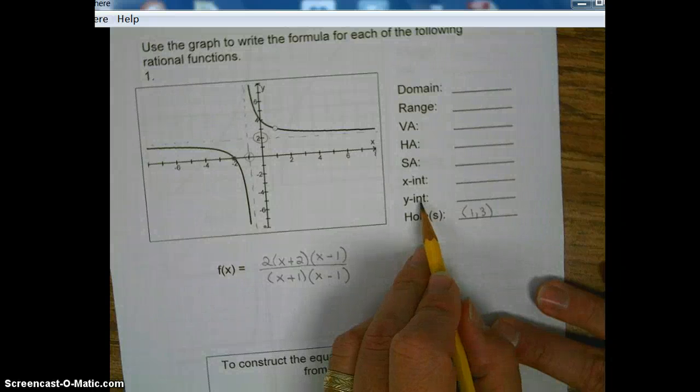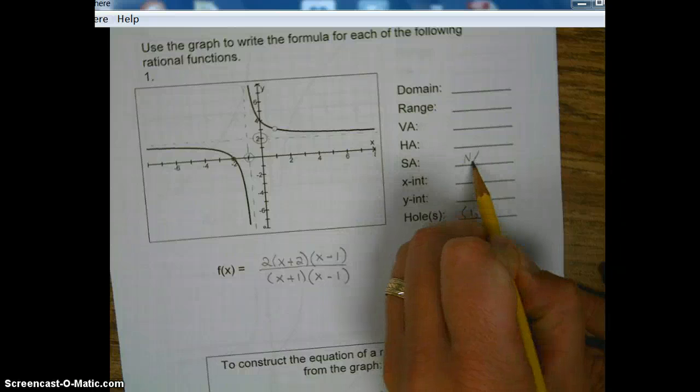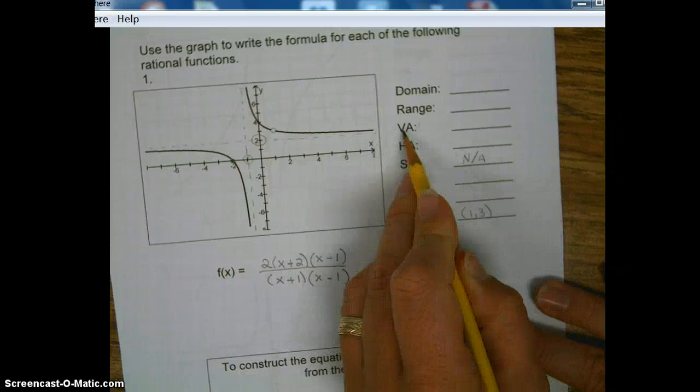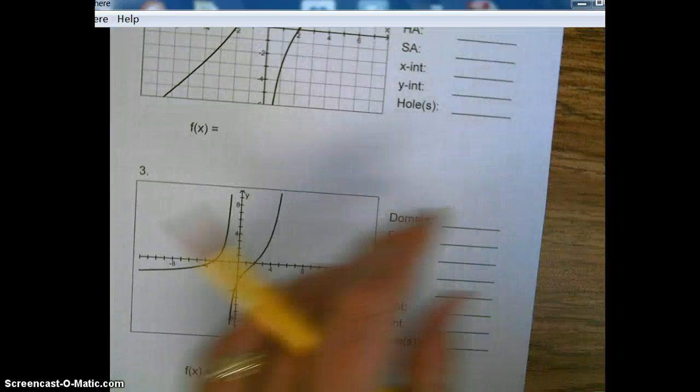Y-intercept, you can do that. Yes, you can do that. This one does not exist. All right, moving on.